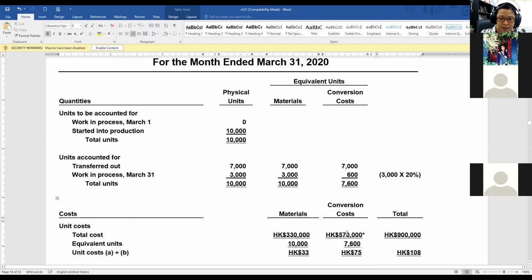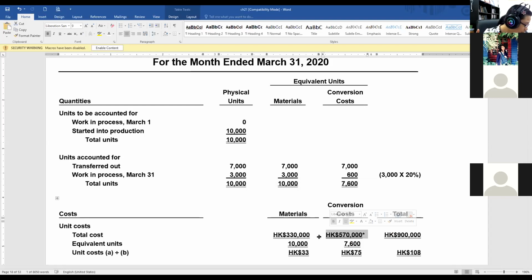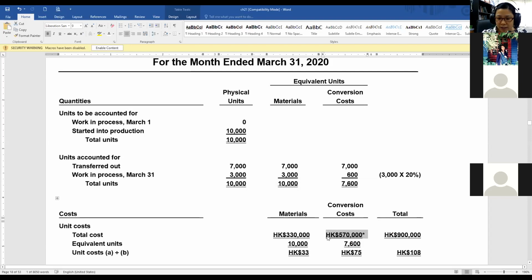Now, how can I find conversion cost? Do you remember conversion cost means the labor cost plus overhead cost. So I have to take my labor 210,000 plus overhead cost 360,000. That will give me 570,000. So 570,000 divided by 7,600 here, 7,600. So that will be 75. So the total manufacturing cost per unit will be 108.